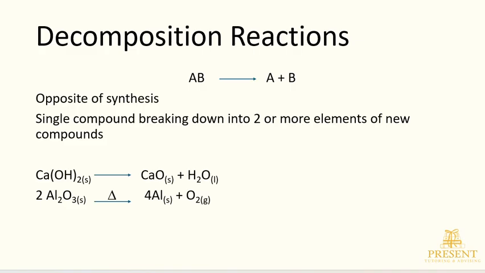Decomposition reactions. This is basically the opposite of a synthesis reaction. You start off with one compound, and then that compound breaks apart to produce two or more elements or new compounds. Some examples of this would be the opposite of the previous reaction that we talked about, where we produce calcium hydroxide. So now calcium hydroxide is breaking down to produce calcium oxide and water.